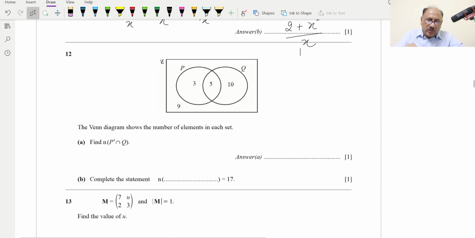And then question number 12. Question number 12 says the Venn diagram shows the number of elements in each set, and we have to find n of P complement intersection Q. P complement will be whatever is not in P. Not in P is this outer region. If I show, not in P will be this area.